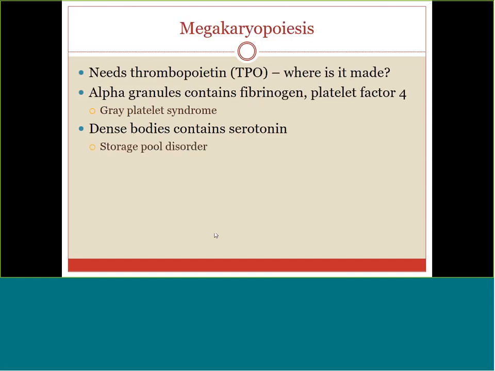Megakaryopoiesis, so this is the process of making our platelets. We need thrombopoietin hormone in order to make these platelets. So TPO is made in the liver. Inside the platelets, we have granules, and we just went over this again in coag unit, alpha granules and dense bodies or dense granules. Alpha granules will contain fibrinogen, platelet factor 4, von Willebrand factor, a growth factor. They have a bunch of stuff. And when you are missing your alpha granules, you call that gray platelet syndrome. Dense granules will contain serotonin, calcium, and ADP. And when you're missing those, it's called a storage pool disorder.